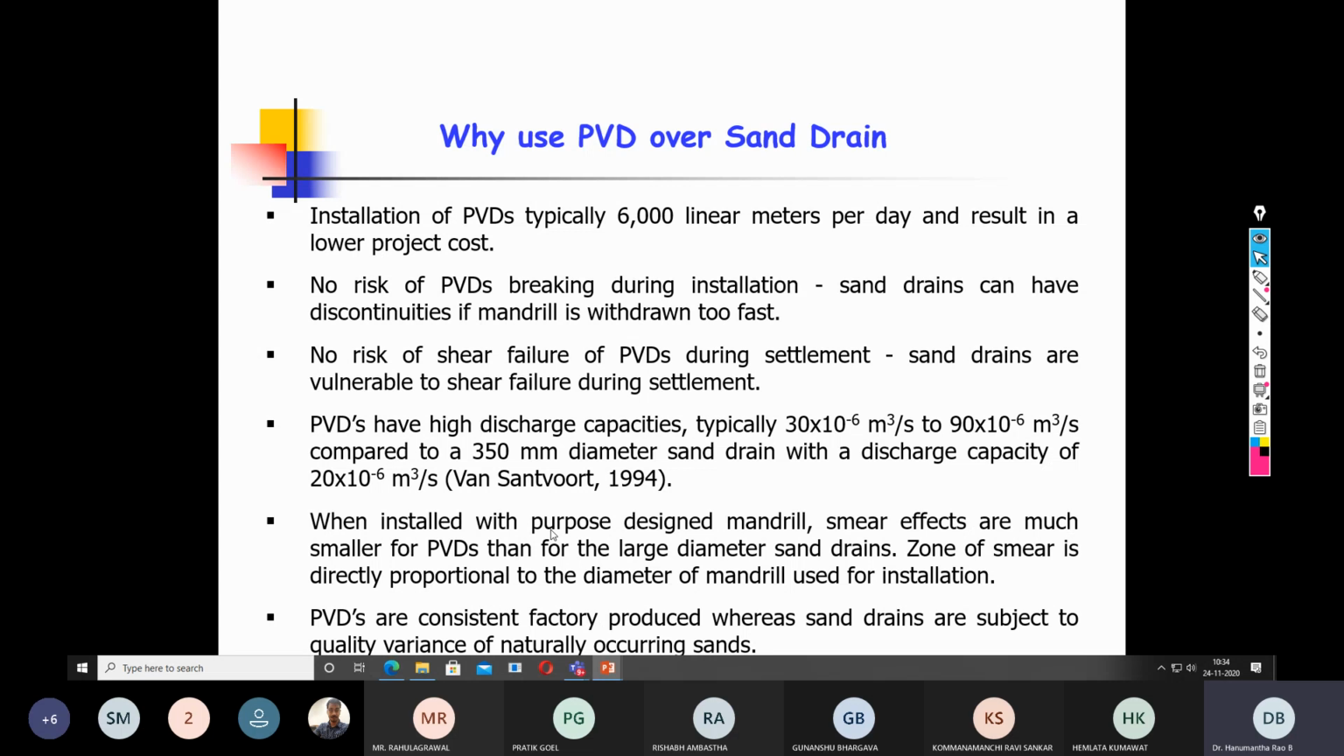When installed with a purpose-designed mandrel, smear effects are much smaller for PVDs than for large diameter sand drains. This is another important observation made by different people. So the smear zone effect is much smaller in case of the PVD as compared with the sand drain. PVDs are consistently factory produced, whereas sand drains are subjected to quality variance of naturally occurring sands. So this is also another important point.